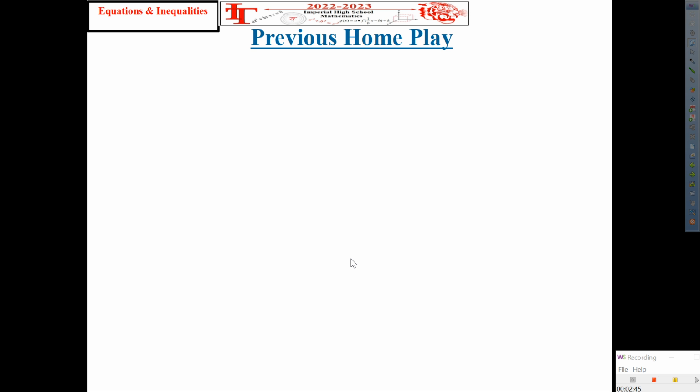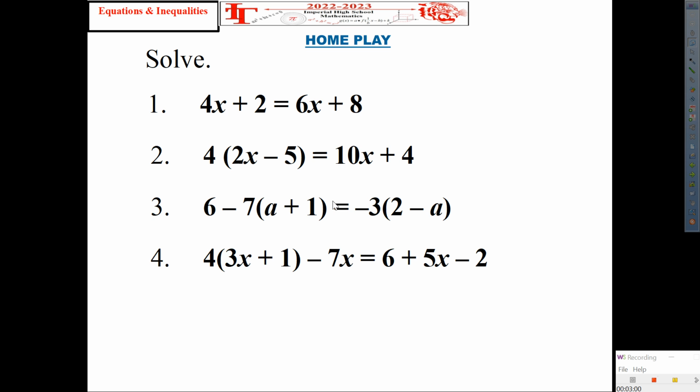No? Some of you? All right, home play for tonight. Copy this. Make sure you copy it on a separate paper, just in case. Wink, wink. Hint, hint. You turn it in tomorrow, just in case. It's only 4 problems, which is to solve. Copy those, please.